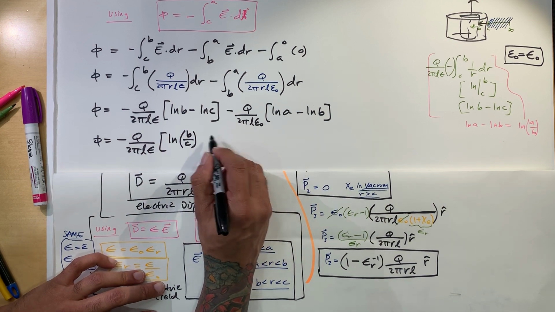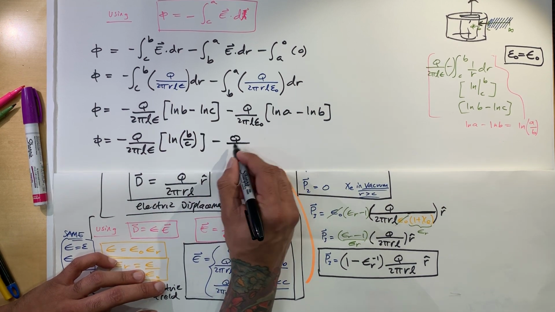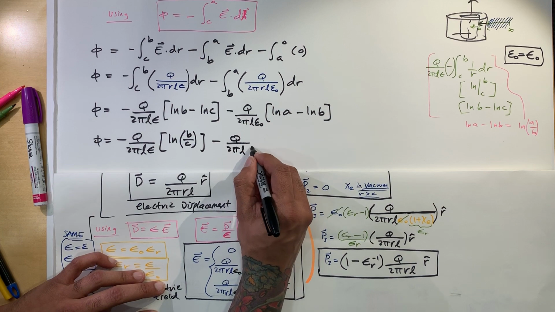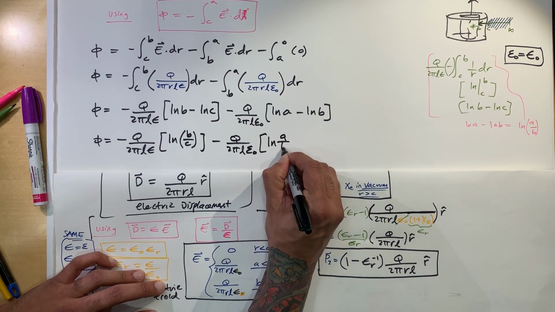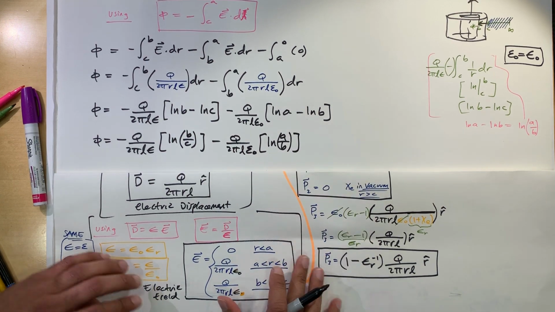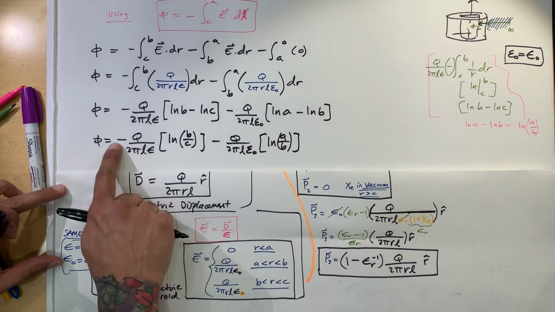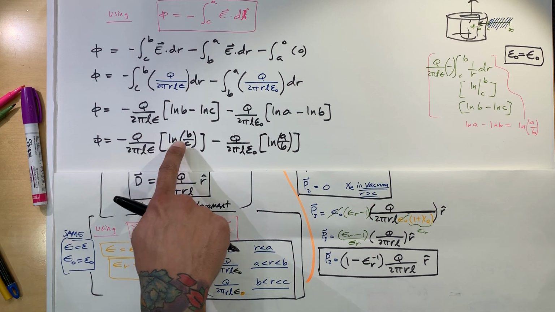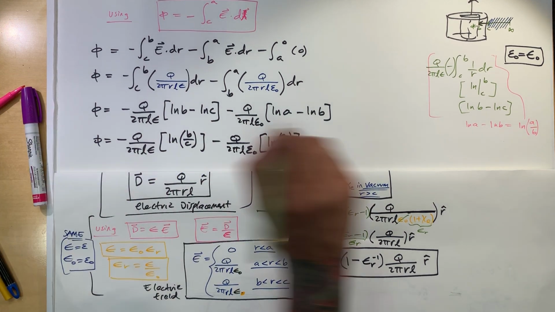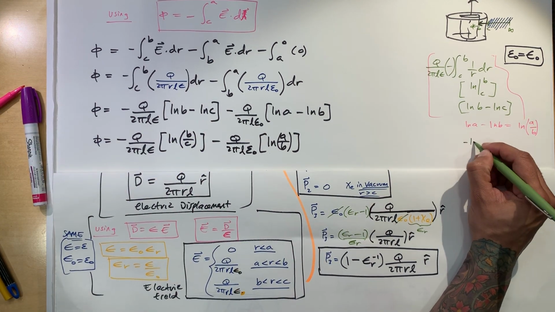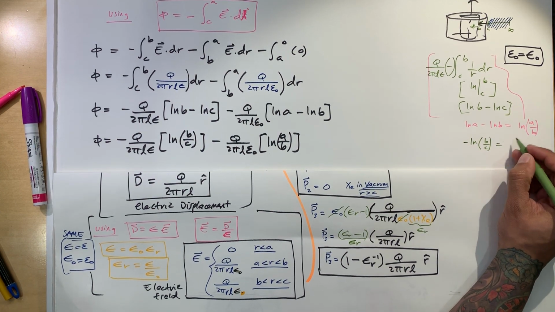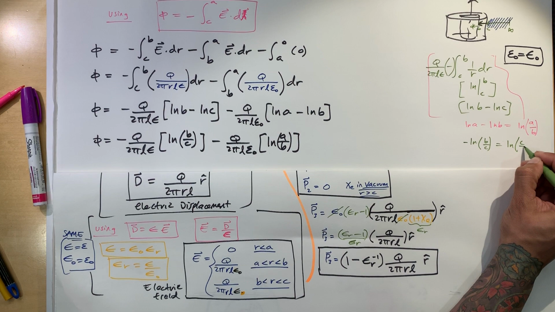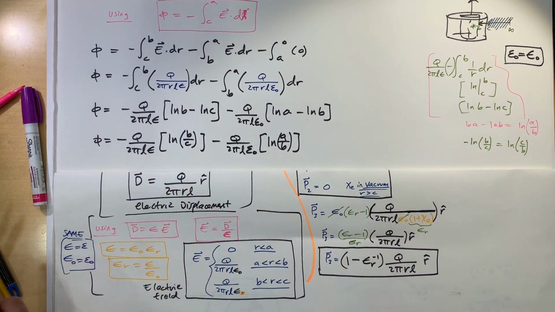Okay, and then over here we have minus q over 2 pi l epsilon naught, and we have ln of a over b. Okay, so this negative with the ln, another property of ln, so we have negative ln of b over c. That's the same thing as writing ln of c over b. Okay, so let's do that.